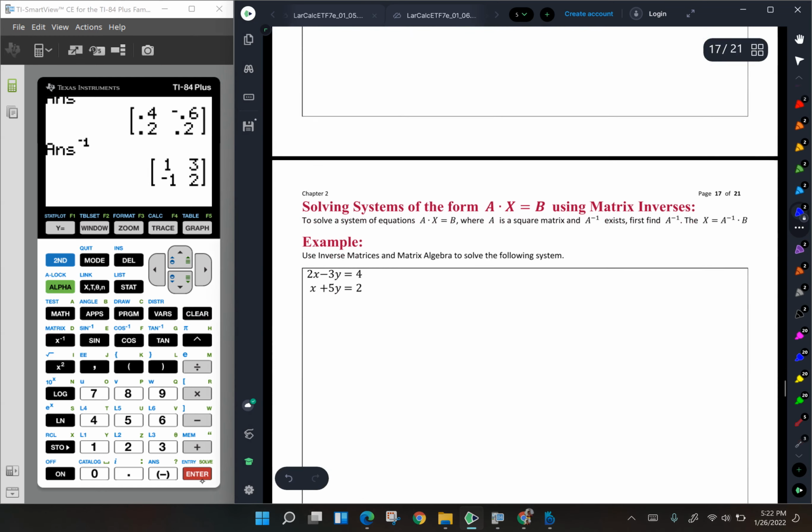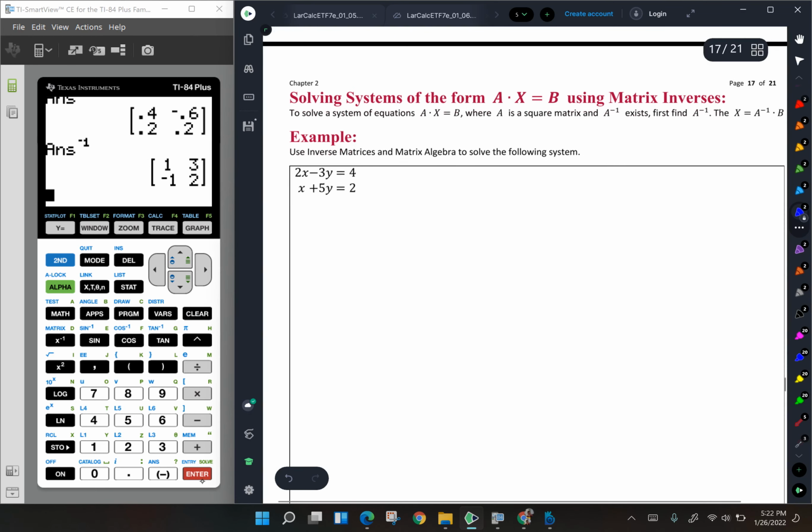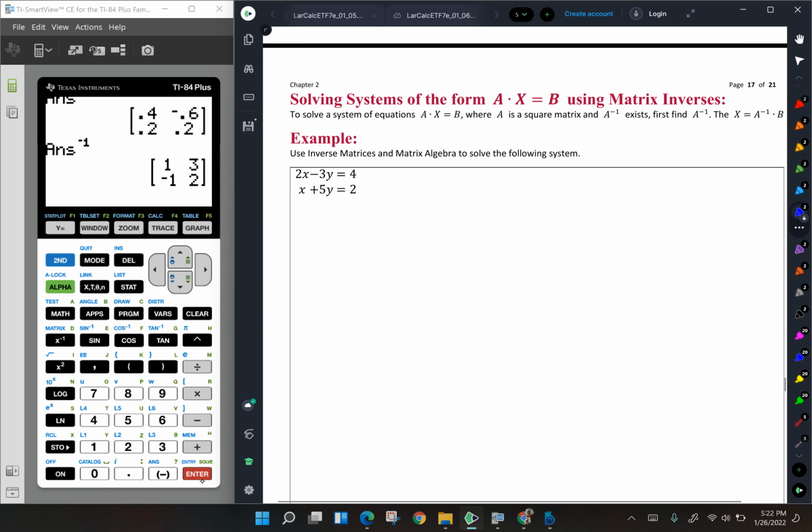Okay? So how am I going to use this to solve a system? Well, I'm going to solve the system by using the following algebraic logic. Here is the algebraic logic. I am going to take this system and rewrite it as a matrix equation. So here's how it's going to look as a matrix equation.